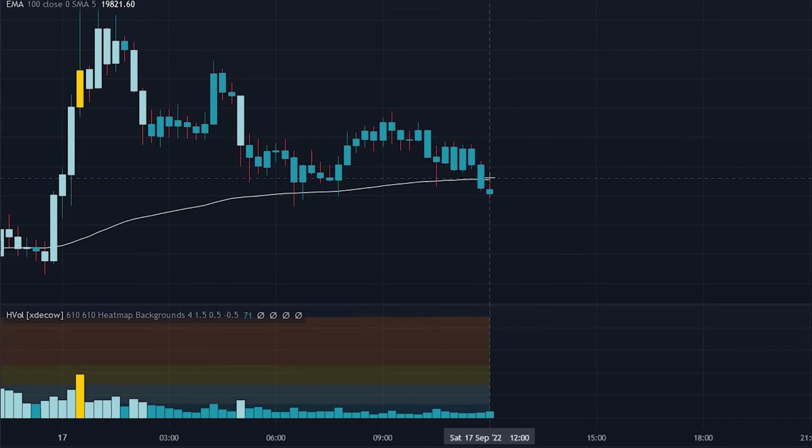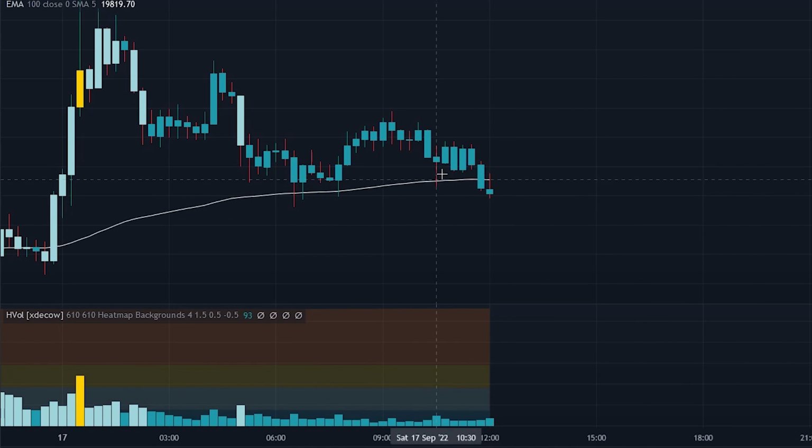As you can see here, the price crossed below the 100-period EMA. You could say that this indicates that we are entering into a bearish trend and we should enter into a sell position. However, if you look at the volume indicator, you see that there is no volume to push the price down further. So entering into a position here wouldn't be a good idea.